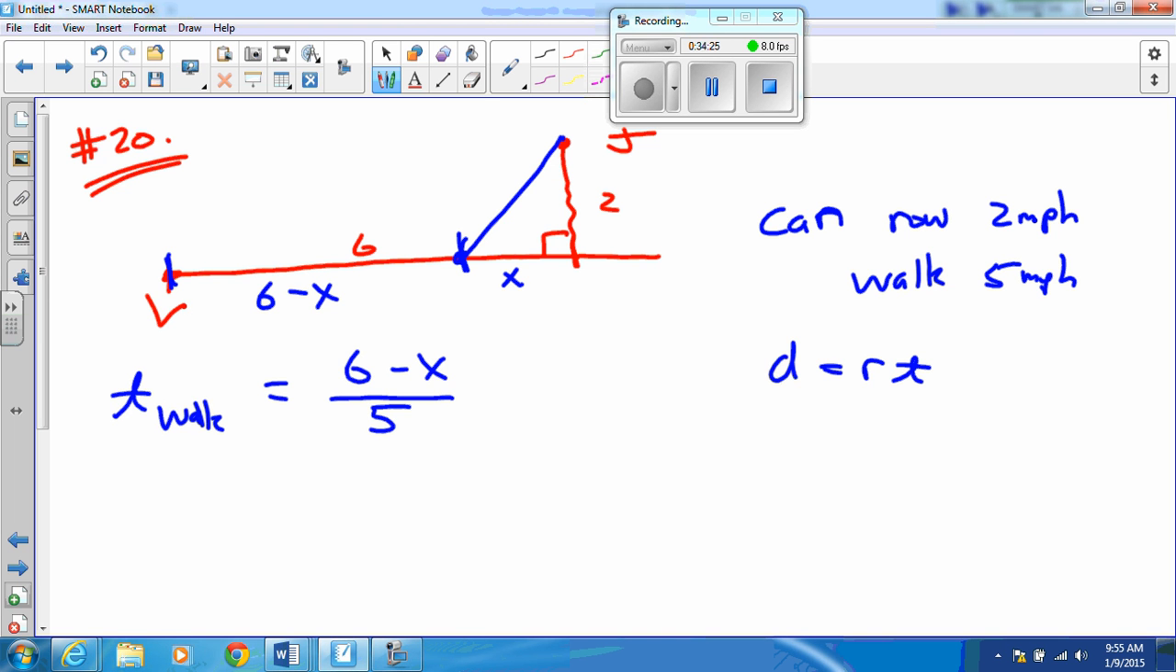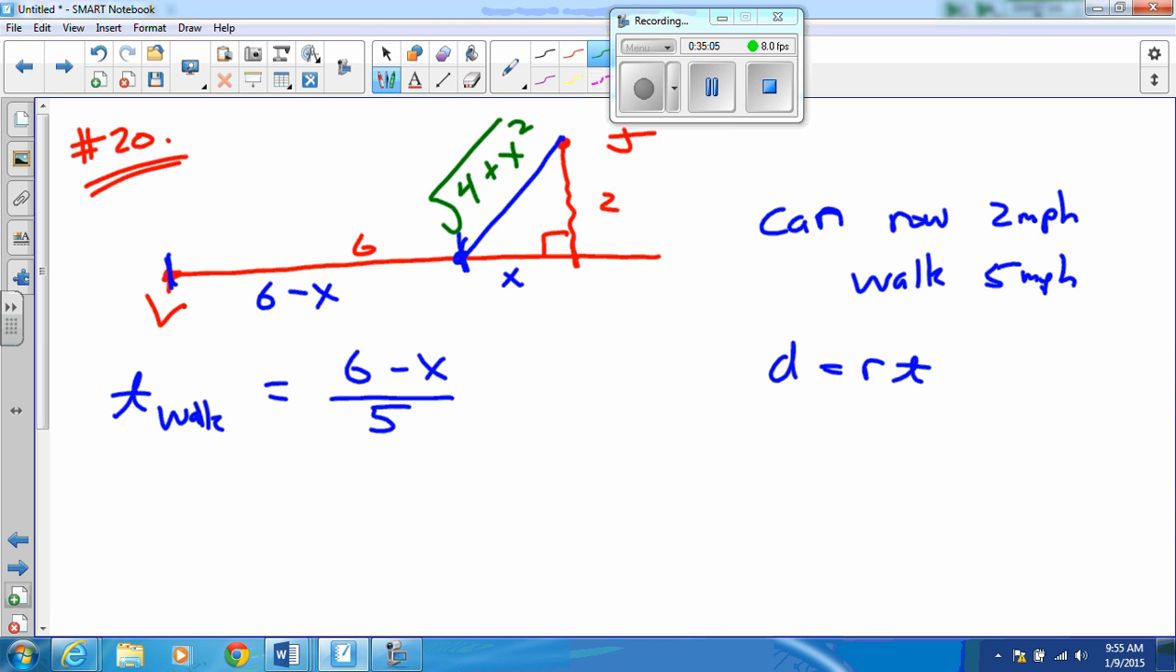We're going to do the same thing for the rowing, but the distance is a little bit trickier. What is the distance that she rows? Yes! Boy, you're on a roll today. Yeah, we need some Pythagorean theorem in order to find the distance that she is going to row. Everybody do that and tell me the distance that she rows. And you should get the square root of 4 plus x squared as the distance that she rows.